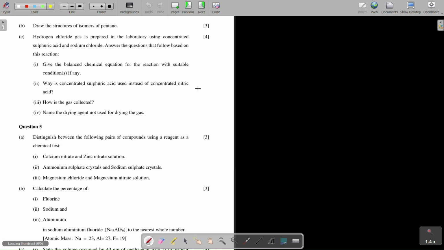Okay, so these are the differences. Differences will be very easy questions. If you go to question number B, in that, draw the structure of isomers of pentane. Very important question.